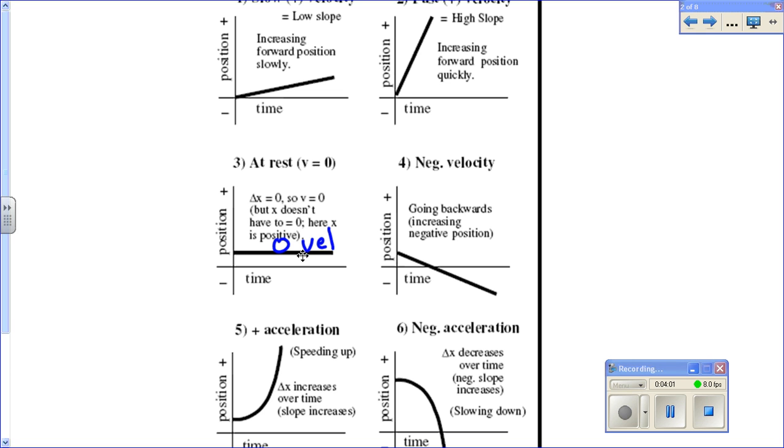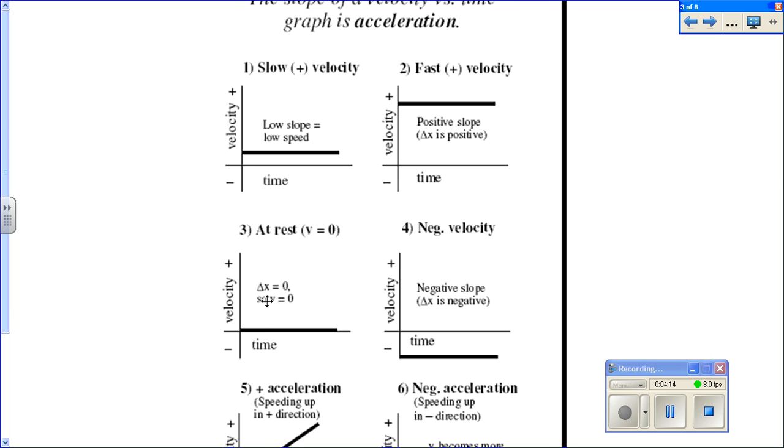Horizontal means it's 0 velocity. They're not moving. The position is the same. Let's say it's 1. So it's 1, 1, 1, 1, 1. It's not moving, so it's not going anywhere. So a 0 velocity. Let's see what 0 velocity looks like on a velocity versus time graph. It's a 0 velocity just right along the 0 line. Nothing happening here.